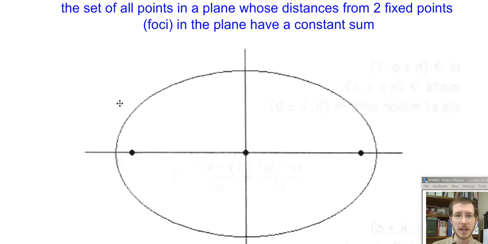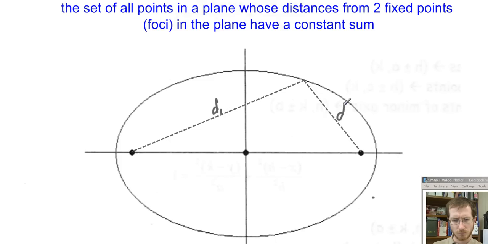This definition says that if you pick any point on this ellipse, let's say a point right here, then the distance from that point to each of those two focus points, let's call this D1 and this D2, then the sum of D1 plus D2 is some constant K for every single point on that ellipse.